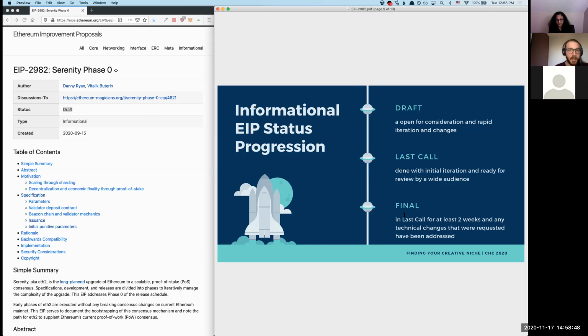And then the final, and this is a shorter sequence than core and some of the other EIP types. But once we've had last call for 2 weeks, and any technical changes have been addressed, then we can move into final. And so given when we first had this draft merge, we didn't actually have the final specifications released on the specs repo, but about 2 weeks ago, we did release those and put a reference in here.